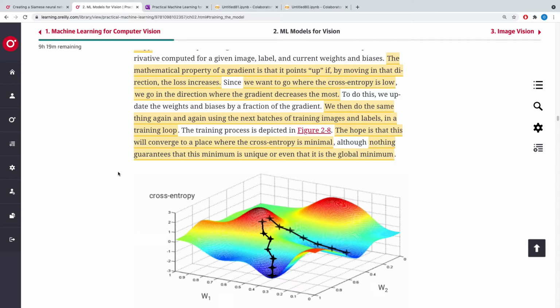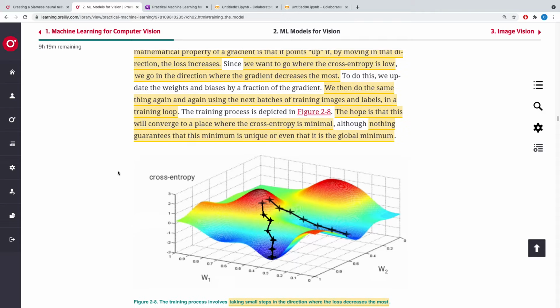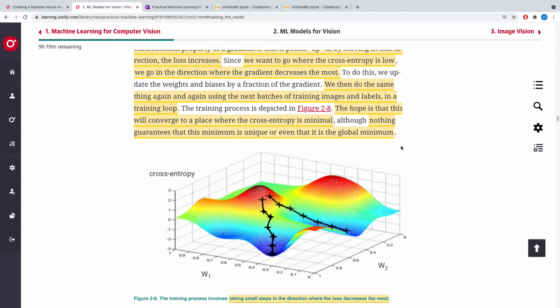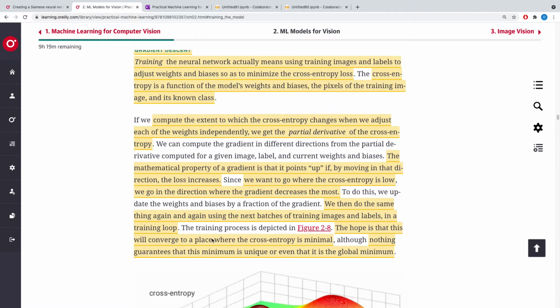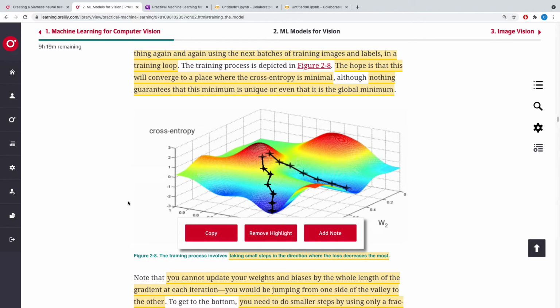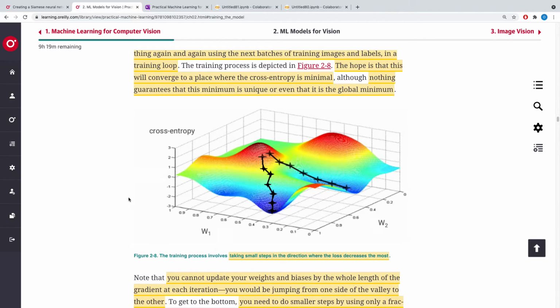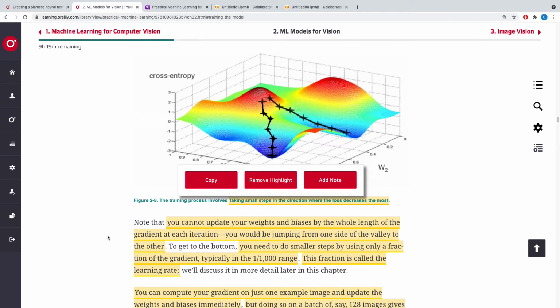The minimum might not be unique and it might not be a global minimum. So what we're saying is, if the global minimum, the minimum error that we can have, is 0.02, the gradient descent, the optimizer, might not take us to that 0.02. It might take us to maybe 0.04. So even though 0.02 is the global minimum, 0.04 is still close to that, and may not be guaranteed to be unique.